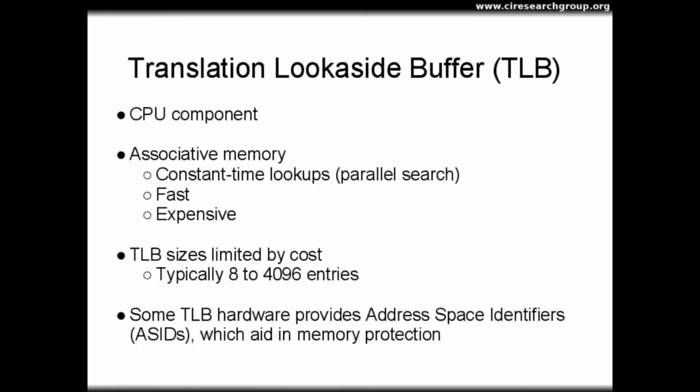The solution for eliminating the double memory access issue is to add a component to the CPU called the Translation Lookaside Buffer, or TLB, which stores some page-to-frame mappings. Some TLBs also provide room for address space identifiers, which aid in implementing memory protection. The TLB is a piece of associative memory, meaning that it can perform rapid, parallel searches, resulting in constant time lookups for page translation. This memory is exceptionally fast, meaning that it is also quite expensive. As a result, TLB sizes are typically limited from 8 to 4,096 entries.